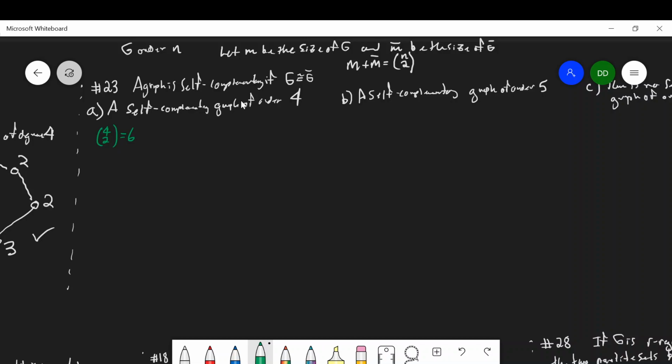Now, when I have a self-complementary graph, self-complementary means the graph is isomorphic to its complement. Remember, isomorphisms of graphs preserve the number of edges. So what this is telling me is that M equals M bar if a graph is self-complementary. And so putting these two bits of information together, whatever self-complementary graph I find, its size should be n choose 2 divided by 2.